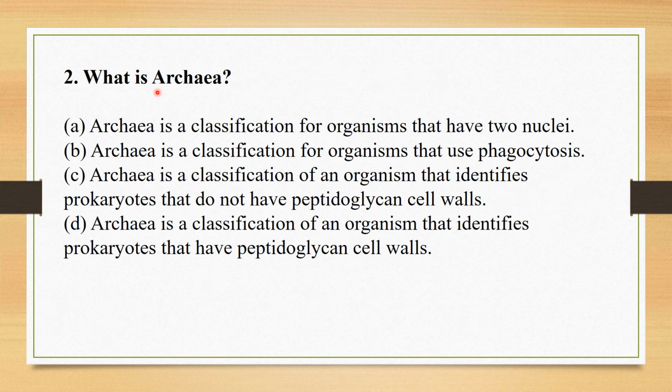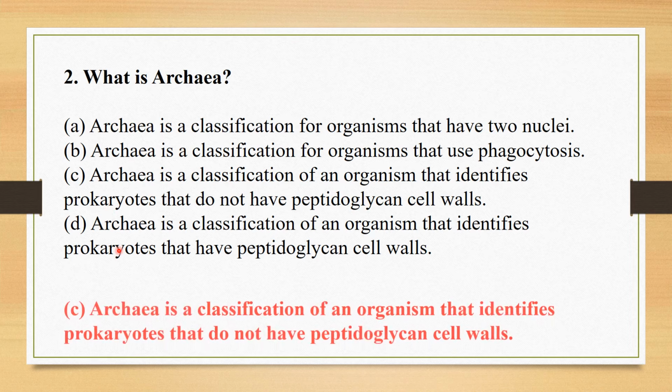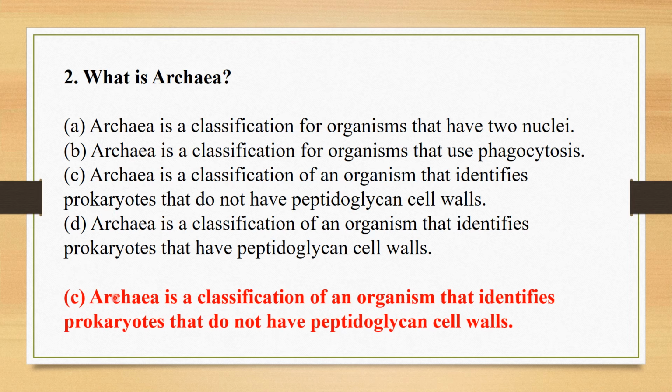What is Archaea? Archaea is a prokaryotic microorganism. It is the third domain of living organisms, but Archaea is somewhat different from the prokaryotic bacteria. What characteristics differentiate the Archaea from the bacteria? What is the best answer amongst these? So Archaea is a prokaryotic organism that has a cell wall, but its cell wall has no peptidoglycan. So option C is the best answer.